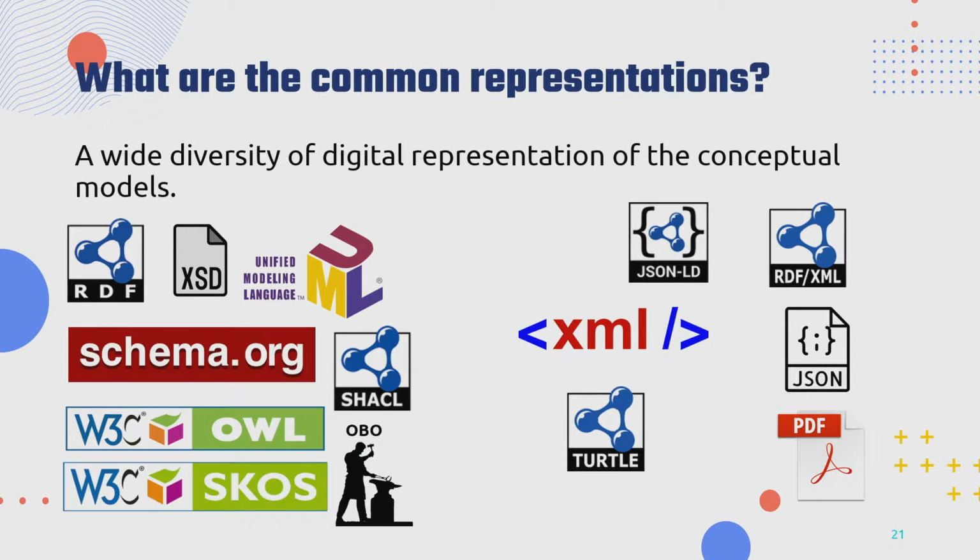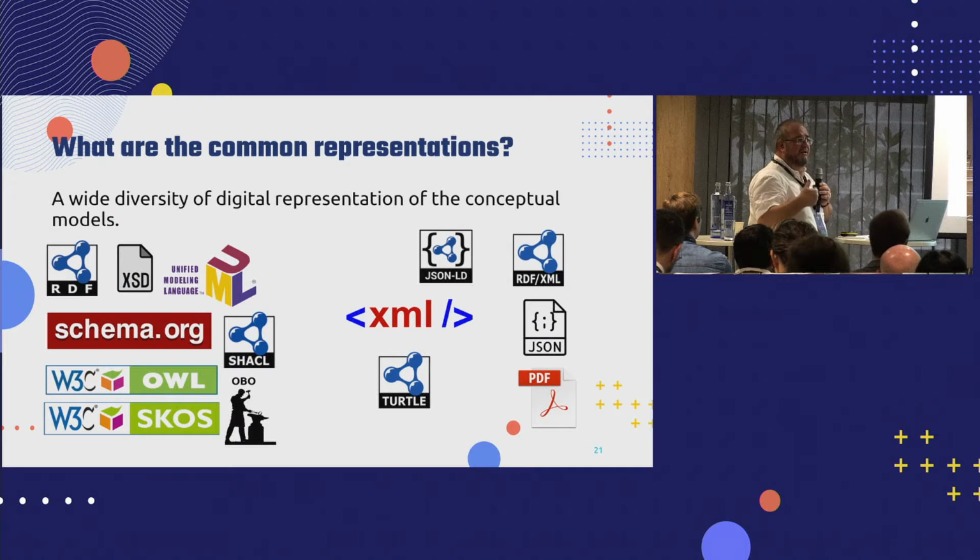So here is a plain list, certainly not complete, of potential formats in which you can find semantic artifacts. On the left side, you have the different models that allow you to describe the artifact, and on the right side, you have the syntax that you can use: XML, JSON-LD, RDF/XML, Turtle, and PDF sometimes, which, of course, is not machine-actionable, as you can imagine.